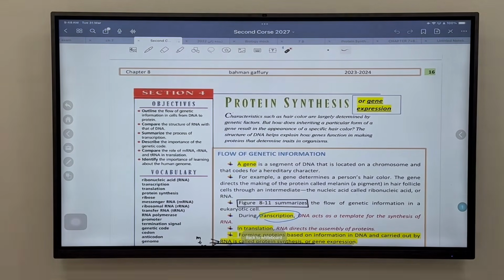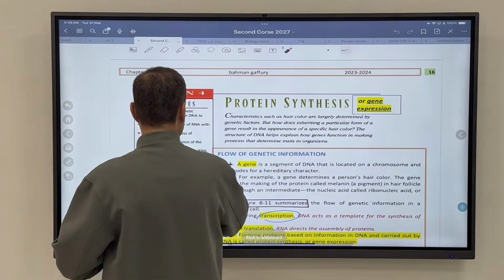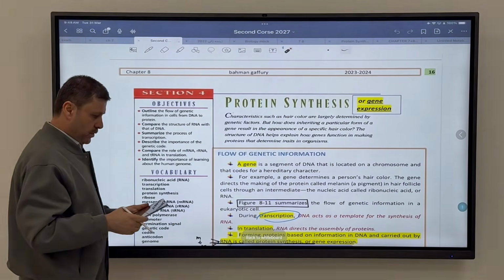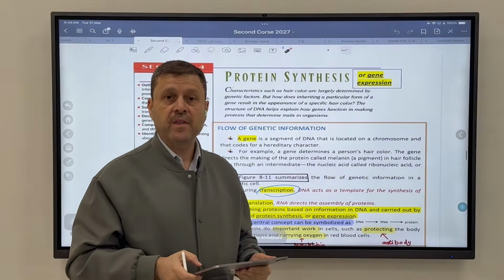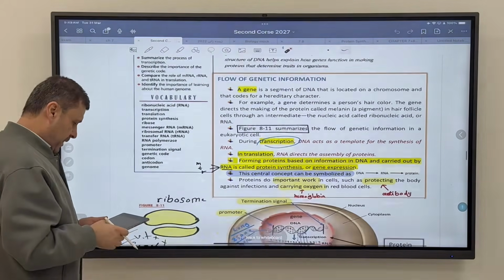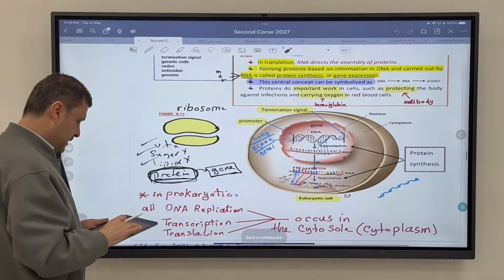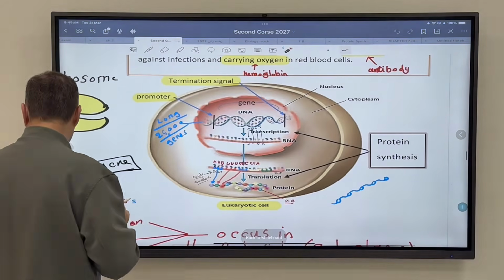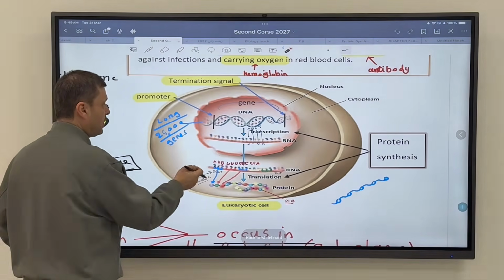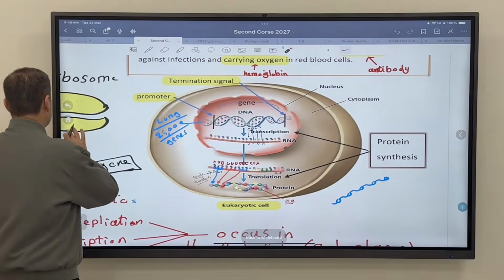Okay, look, protein synthesis, chapter 8, section 4. Today we're going to illustrate protein synthesis, chapter 8, 4.4, okay? In the first step, you have to note that protein synthesis includes two steps. Step one is called transcription and the second one is called translation. Look at the figure initially.